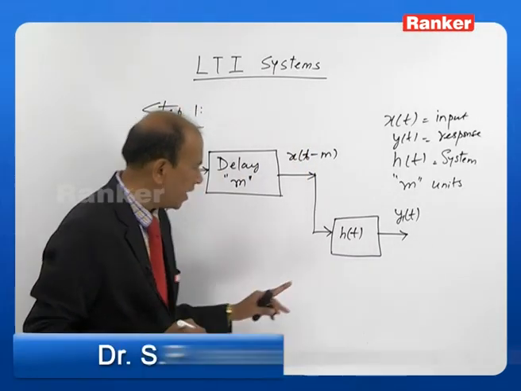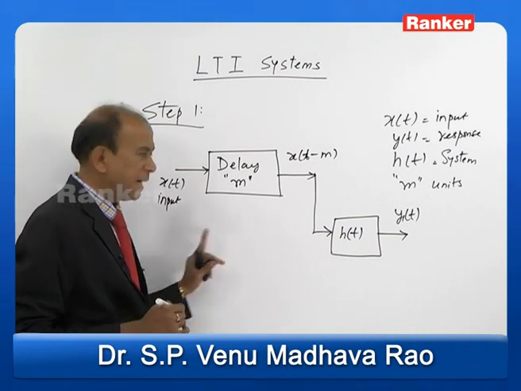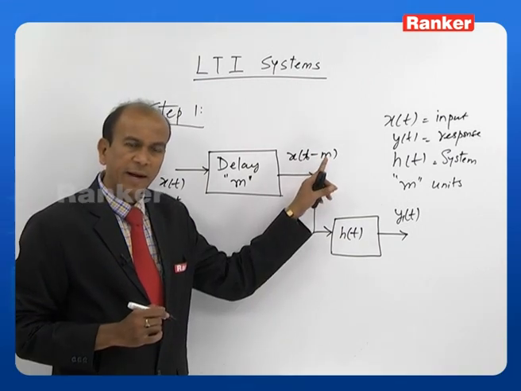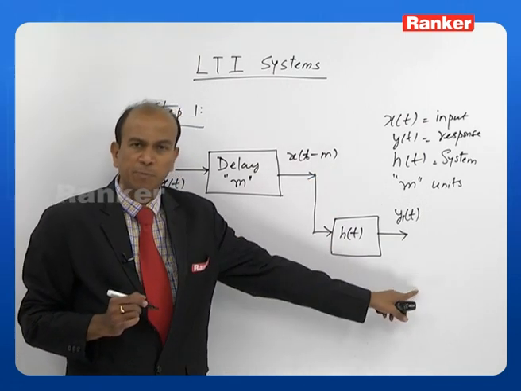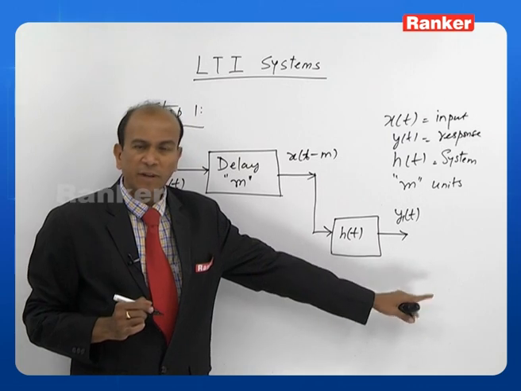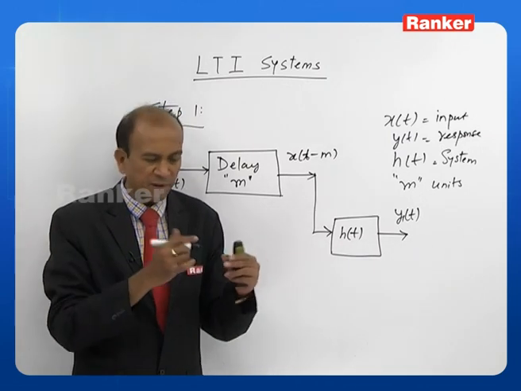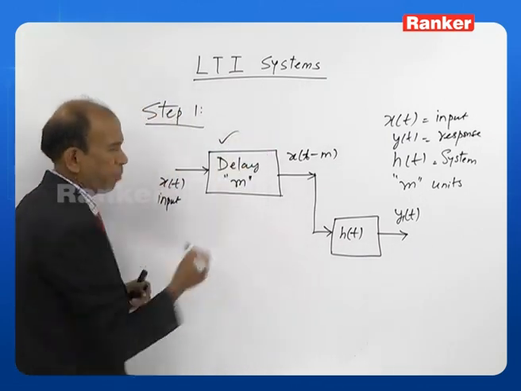In the first step you see here, I am taking the input, delaying it, then I am getting a delayed input response. The delayed input response is fed to a system. The system is giving me a certain response, that is y1 of t. We are calling this y1 of t. So the significant factor here is, this is the important block. This is the first step.